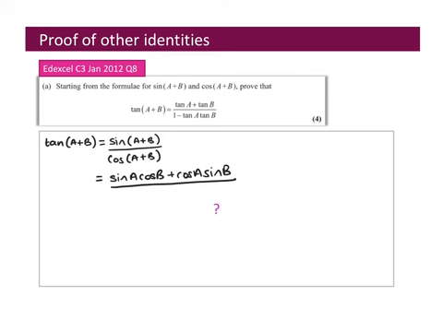All of that is over cos A cos B minus sine A sine B. So you're now going to divide every term by cos A cos B. And remember, when we're manipulating functions, as long as we're ensuring that we do the same to every variable, we're okay.